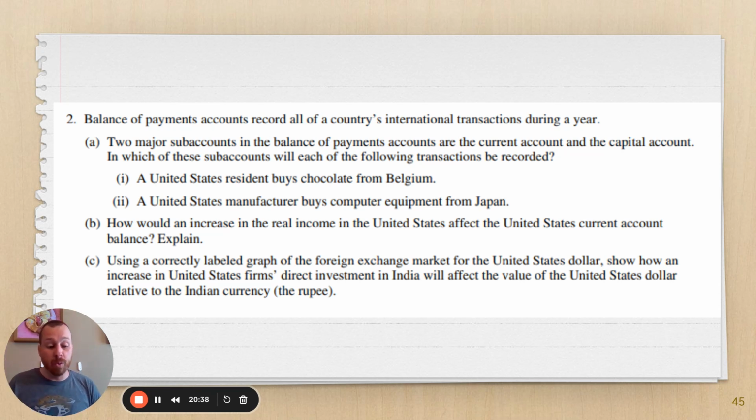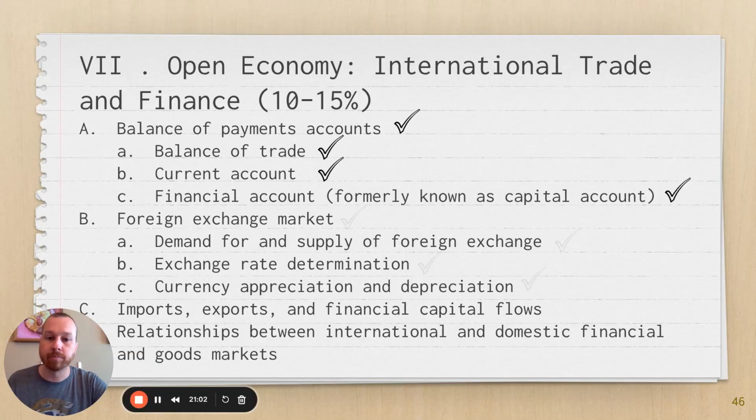So if we're buying more rupees, what's going to happen to this graph? That means to buy rupees, we have to supply our dollars. So we have to shift that supply curve to the right. And look what happened to the exchange rate. It went down. So it depreciated. The US dollar depreciated in this example. Okay. So that gets us to that spot there.